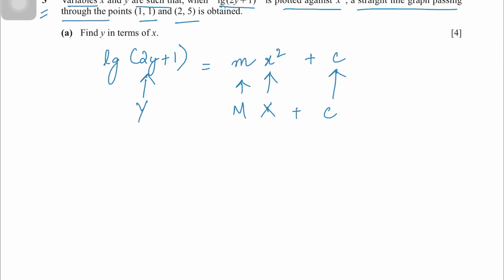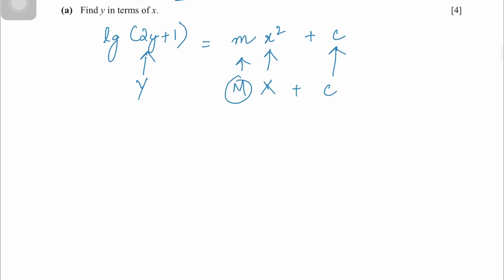Now let's solve this a little bit to get our gradient. We will use these 2 points. So this would be y2 minus y1 over x2 minus x1, which is 5 minus 1, that is 4, over 2 minus 1, that is 1. So we have our gradient as 4.